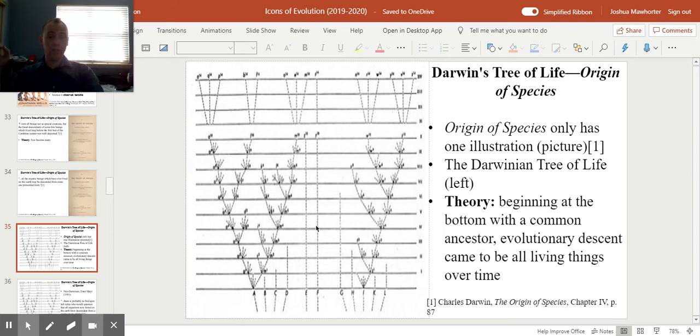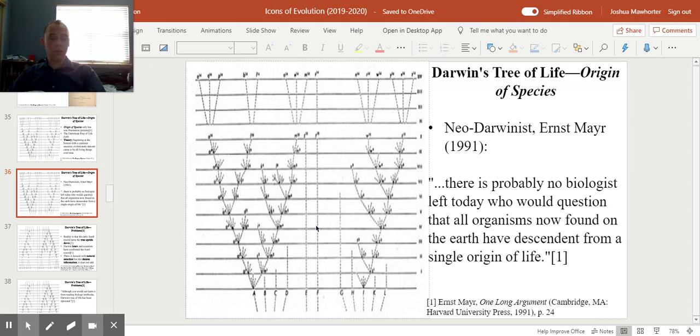Now, this tree of life is very common to see in science textbooks as evidence for, well, not evidence, but as the theory for evolution, which they claim that there's evidence for this specific aspect of it. Neo-Darwinist Ernst Mayr said in 1991, there is probably no biologist left today who would question that all organisms now found on Earth have descended from a single origin of life.